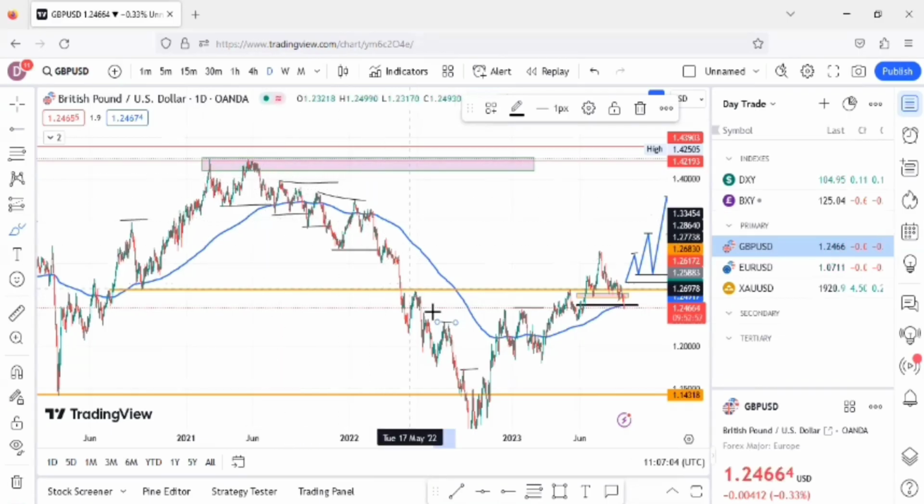So in a downtrend, you have supplies created where you do your selling. In an uptrend, you have demand created where you do your buying.